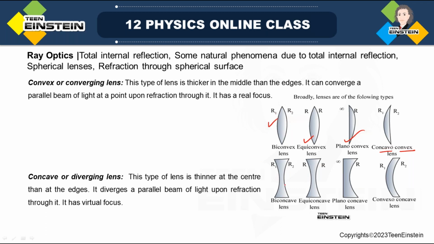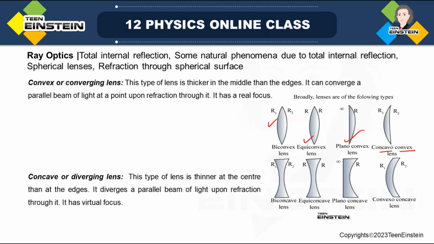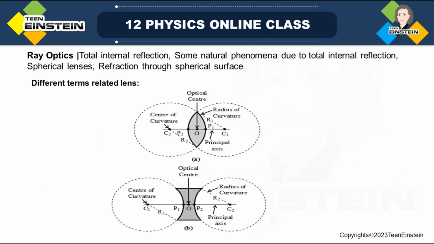The convex lens has a real focus. This is a virtual focus. We'll see what is called focus and all. In this case also, you can have a biconcave lens, then an equiconcave lens, a plano-concave lens, then a concavo-concave lens. So there are different types of lenses. In the case of a plano-convex lens or plano-concave lens, the plane surface will always have its radius of curvature at infinity. Now, in the case of a diverging lens, we'll see during the discussion about focus.